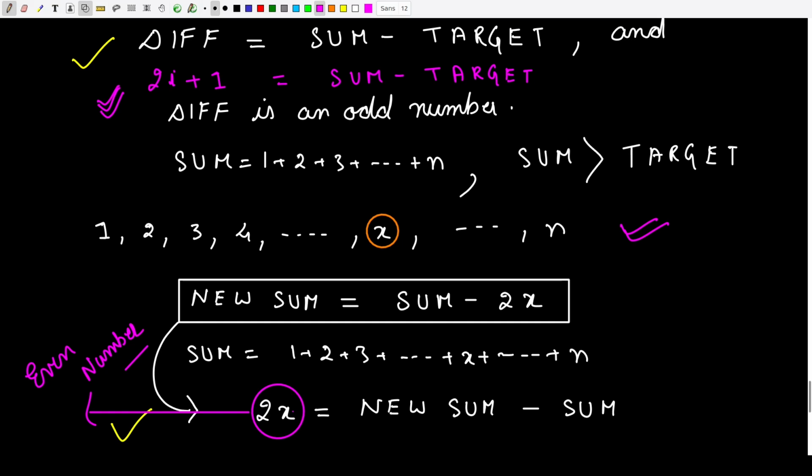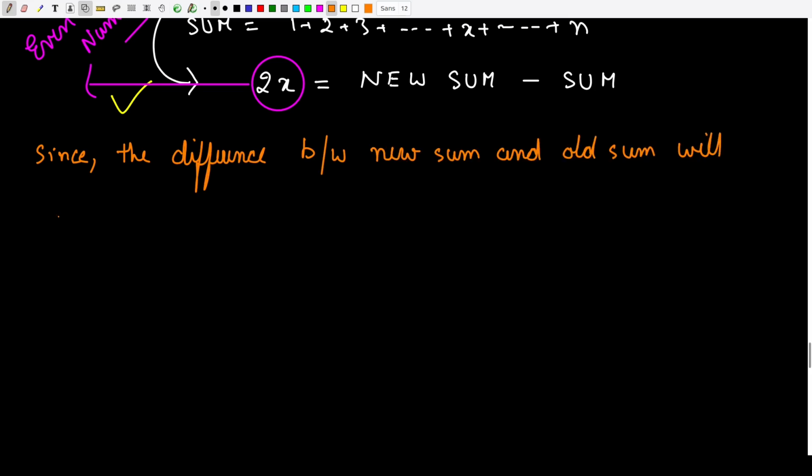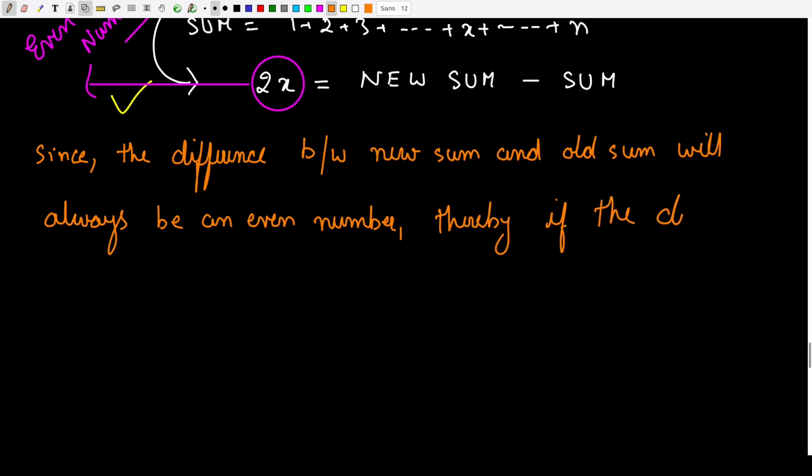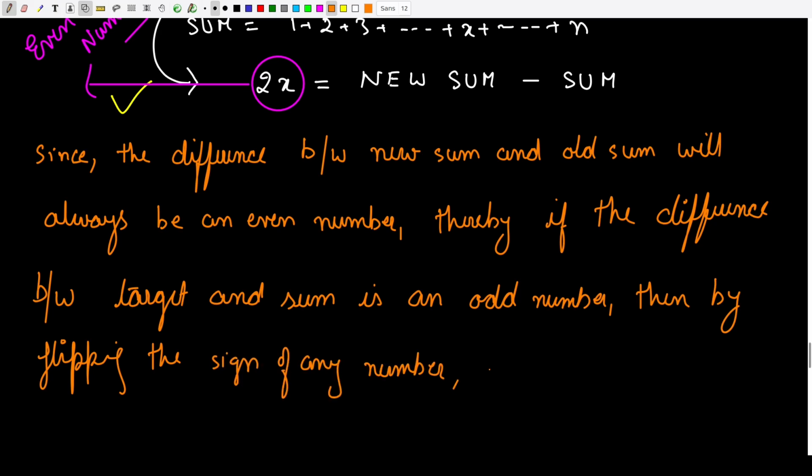So since the difference will always be 2x, what we actually want is for this difference to be an even number. Okay, so let us write it down. The difference between new sum and old sum will always be an even number. Thereby, if the difference between target and sum is an odd number, then by flipping the sign of any number, we will not be able to reach our target.